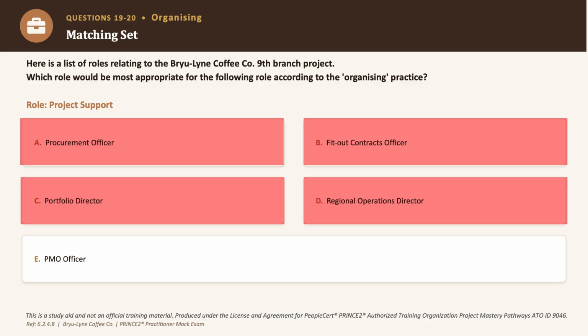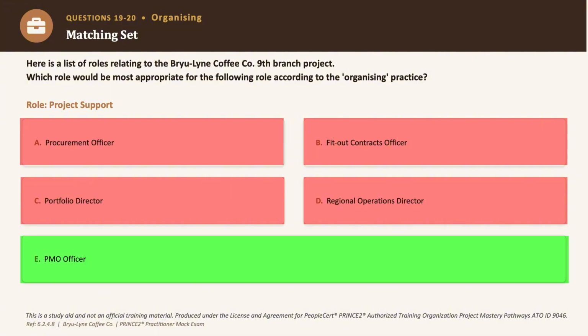So eliminated as well. Now option E says the project management office officer or the PMO officer. Right, and this is exactly where project support provides administrative support, advice on project tools, planning support and change management, and a PMO officer already does precisely this kind of work in a typical organization. So the correct answer to this question is option E.